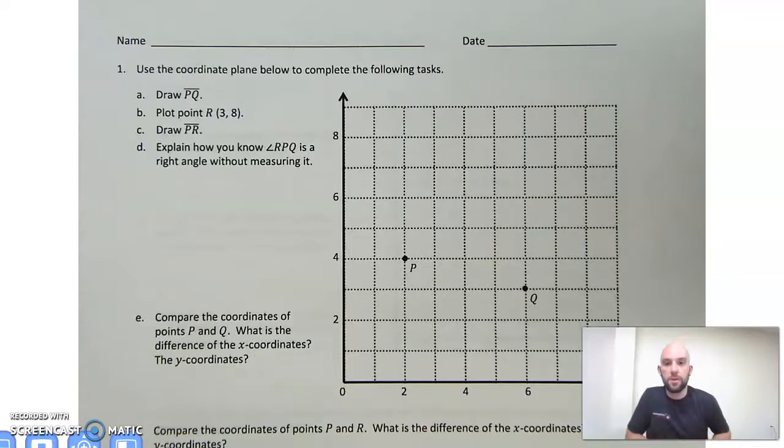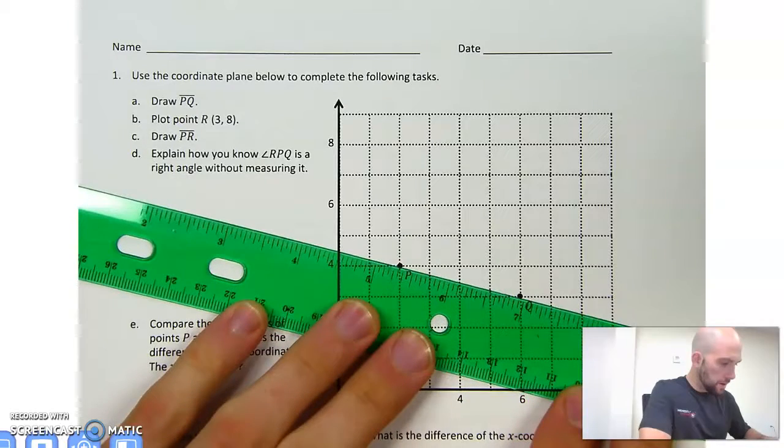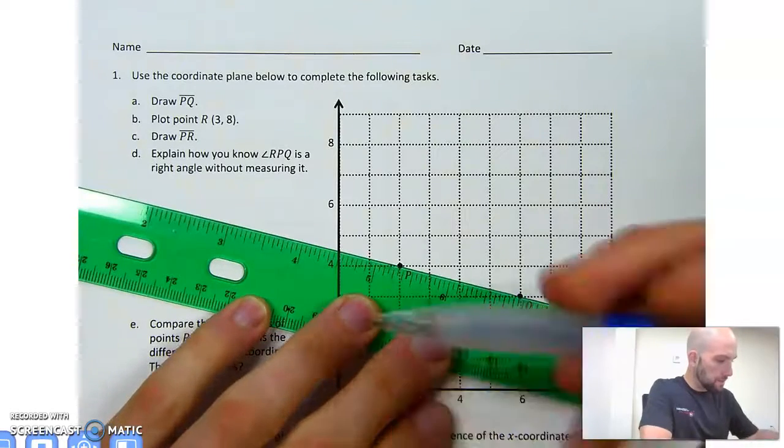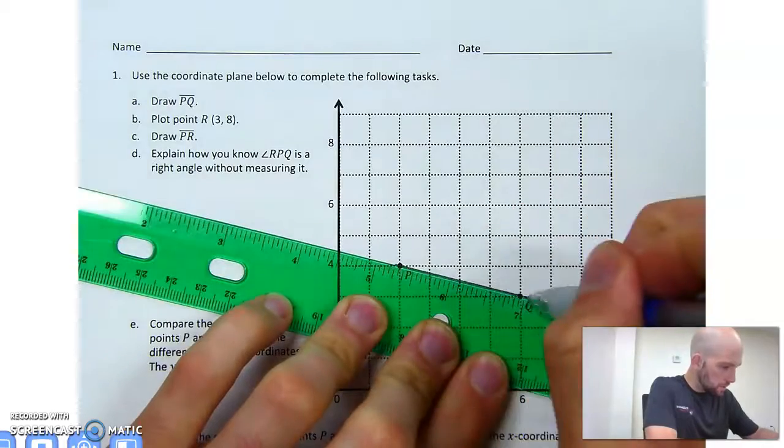It says, use the coordinate plane below to complete the following tasks. Draw a line segment PQ. So my ruler here is a straight edge. And this time it wants me to just draw a line segment. So here to here, line segment PQ.